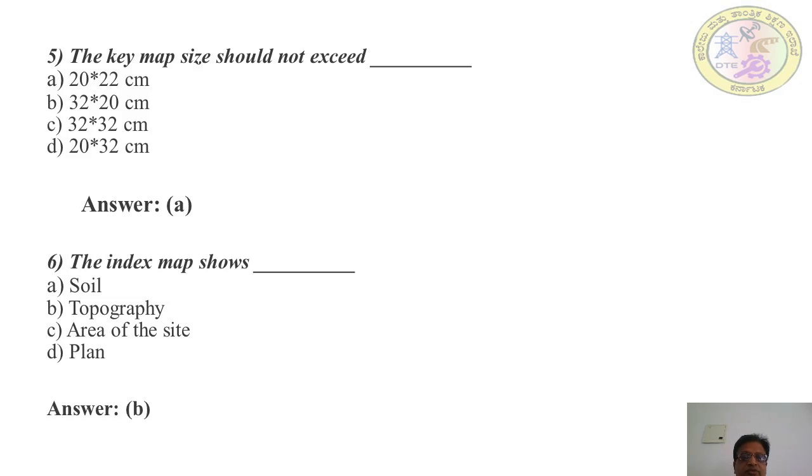A KMF size should not exceed: 20 by 22 centimeter, 32 by 20 centimeter, 32 by 32, 20 by 32. The answer is A. It is a standard size, 20 by 22 centimeter. The index map shows dash: soil, topography, area of the site, plan. So the index map shows the topography of the area. So the answer is B.